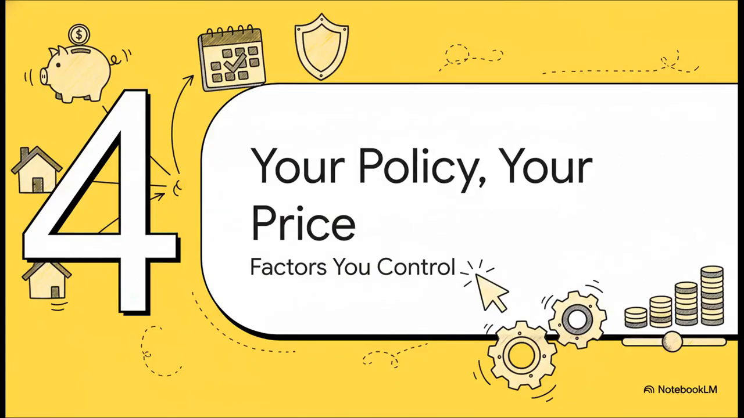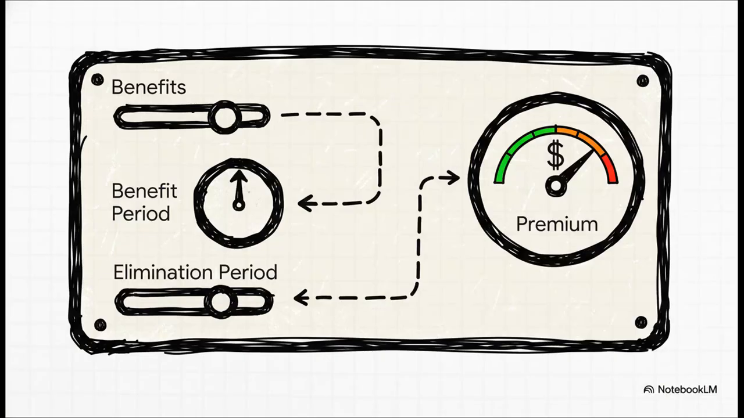Now let's talk about the parts of the premium that you can actually influence, because the choices you make when you pick out your policy have a direct impact on that final price you pay. You should think of these as the dials and levers you can actually control. So if you want more benefits or a longer period of time that the insurer will pay out, that's going to raise your premium.